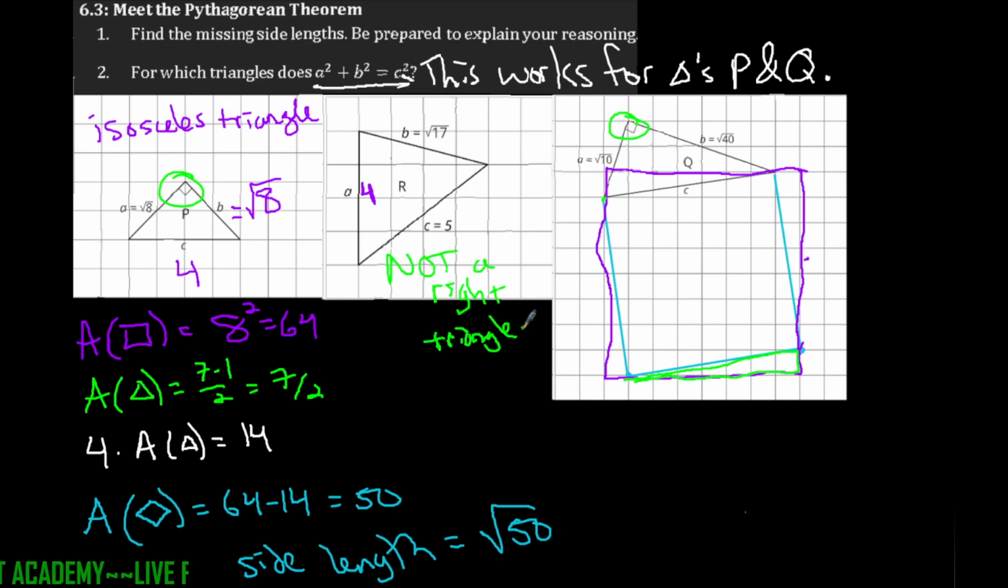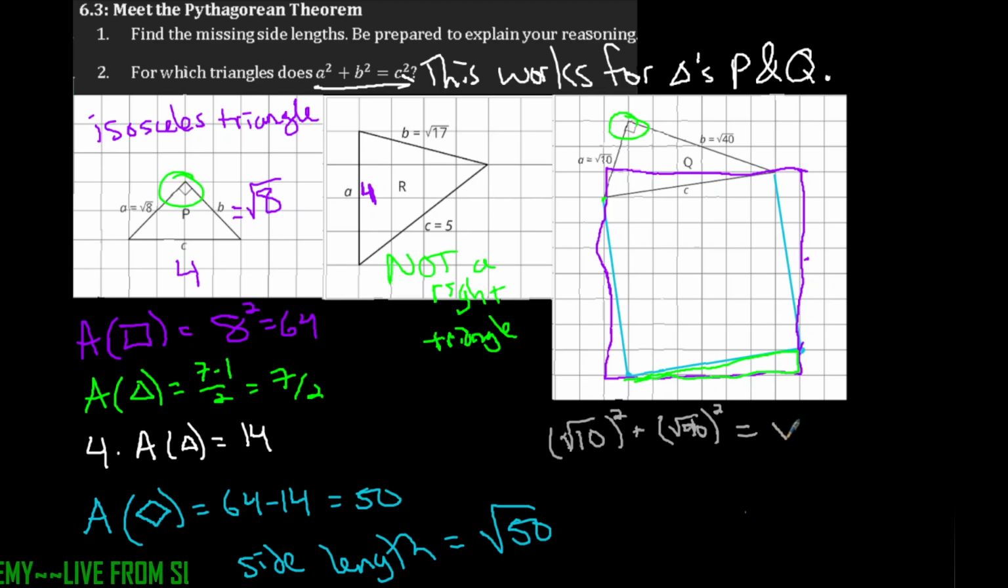So that's a way we know as well. A way we can check it out to see if that is actually true: if I look at Q again, let's say we have square root of 10 squared plus the other side length, square root of 40 squared, that should equal the square root of 50 squared. And that makes sense because 10 plus 40 is equal to 50, so that does work out.